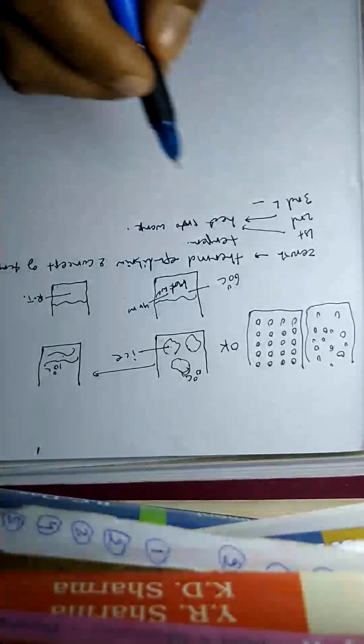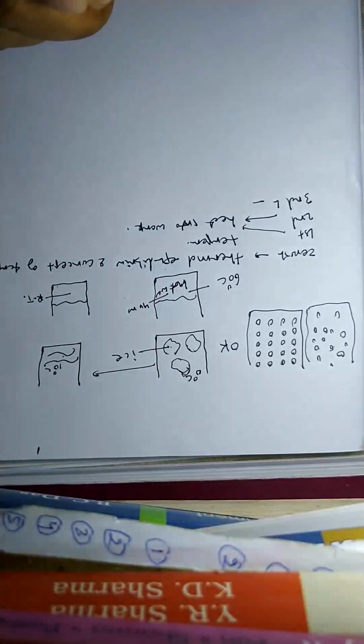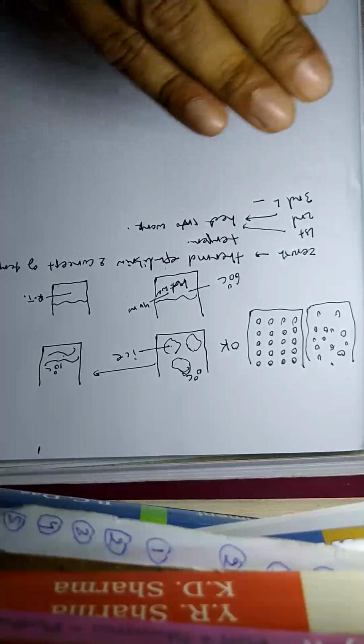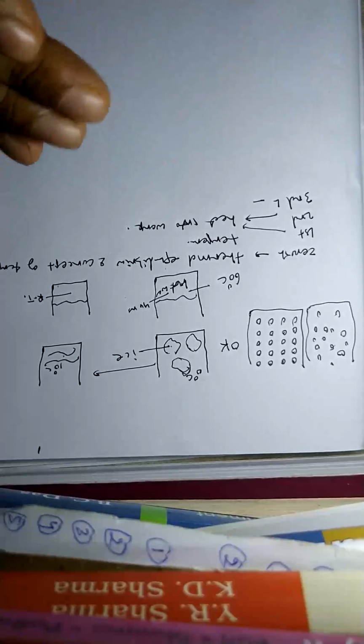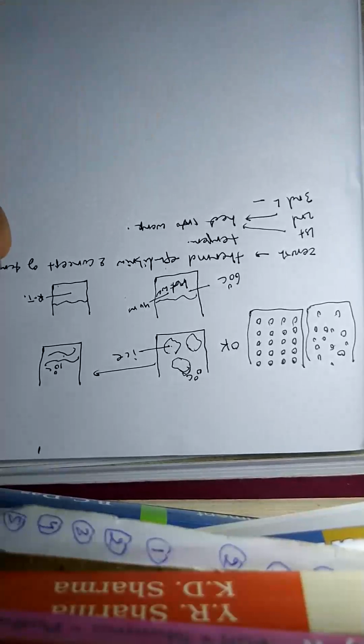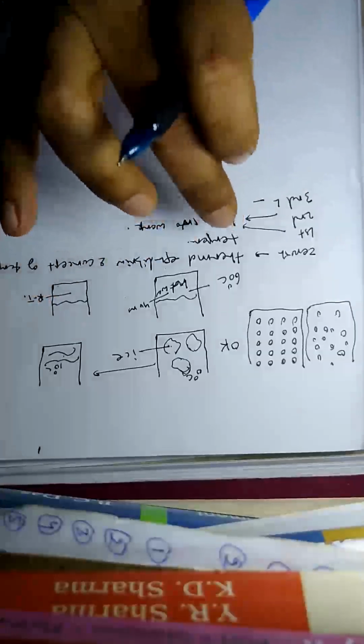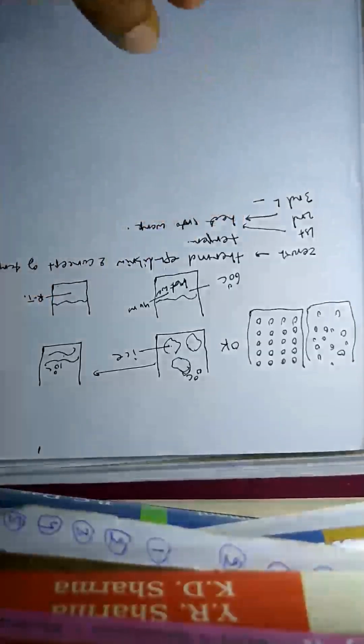And the third law of thermodynamics deals with absolute zero entropy. That means at 0 Kelvin, for all the atoms and molecules, the entropy tends towards zero. That is, the entire classical thermodynamics deals with these four laws.